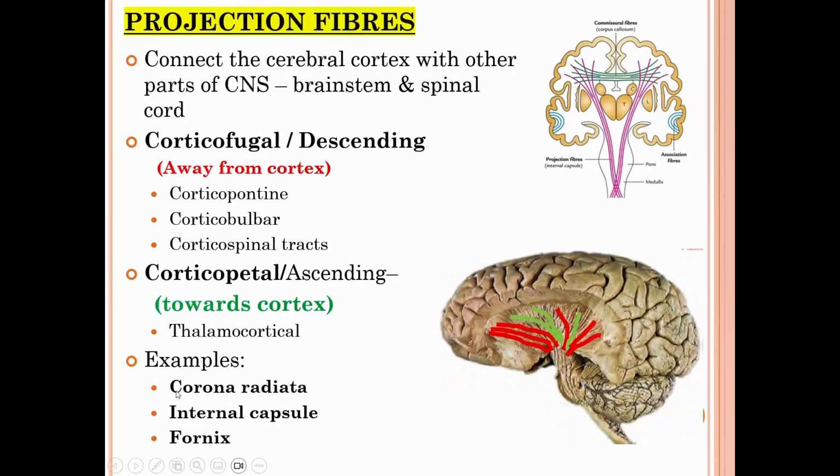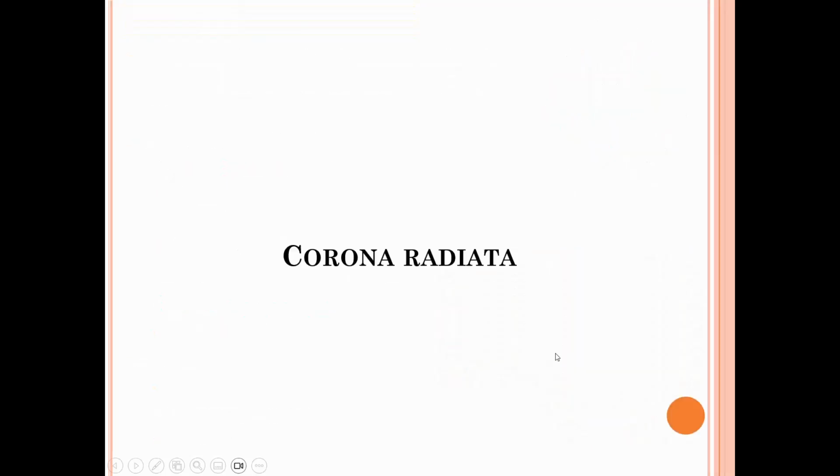Examples of projection fiber: corona radiata, internal capsule, and fornix. So these are three examples of projection fiber. And what will be present within them? Either the descending fibers or ascending fibers. You can see the red color and the green color. So here some are descending, some are ascending.